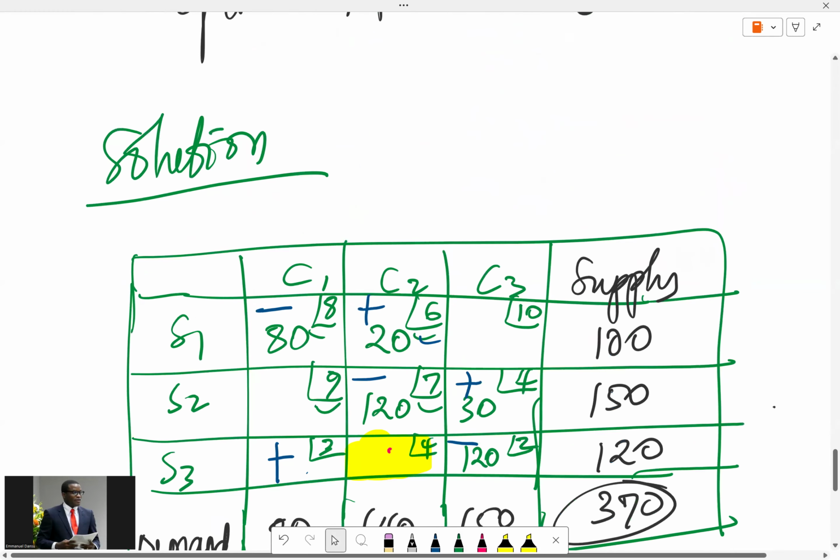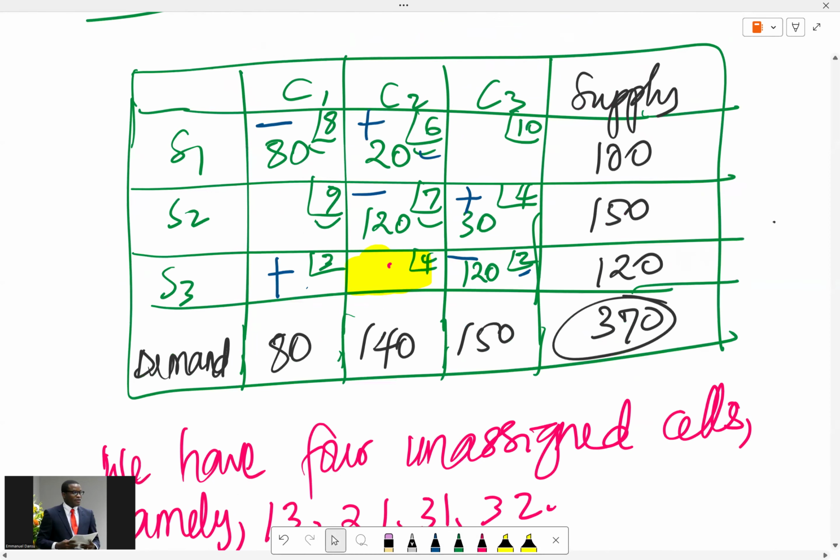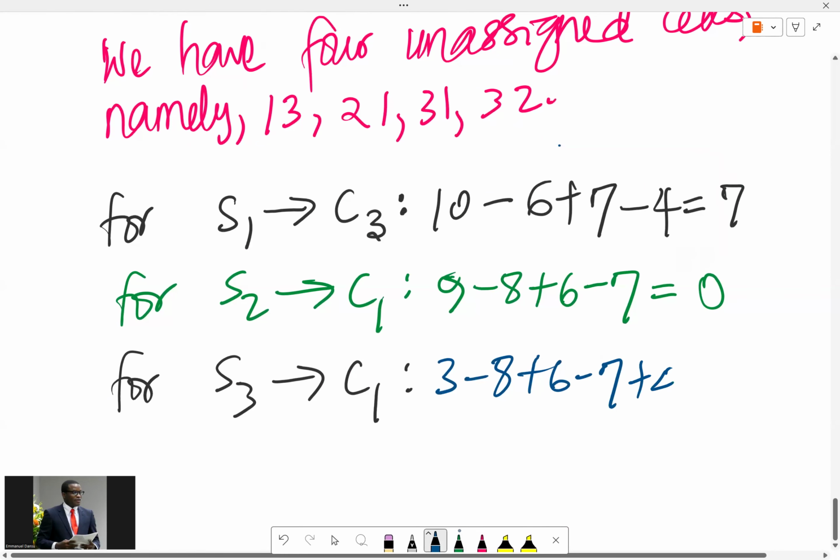And that's not all. So plus 6 minus 7, we now have plus 4 minus 2. This is 2 now, plus 4 minus 2. We have plus 4 minus 2. So what does that give us? So 3 minus 8 is 5. 5 plus 6 is 11, right? 11 minus 7 is 4. 4 plus 4 is 8. 8 minus 2 is 6.